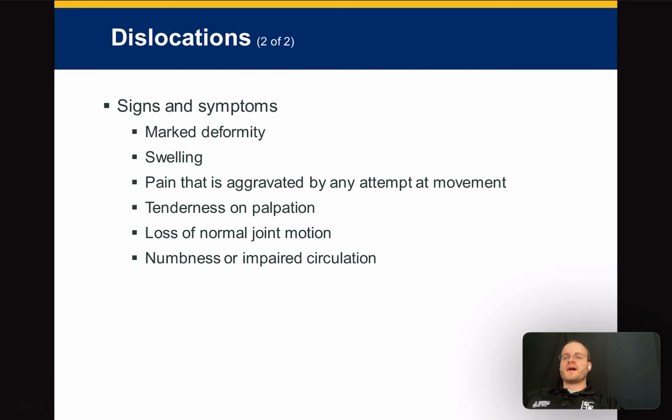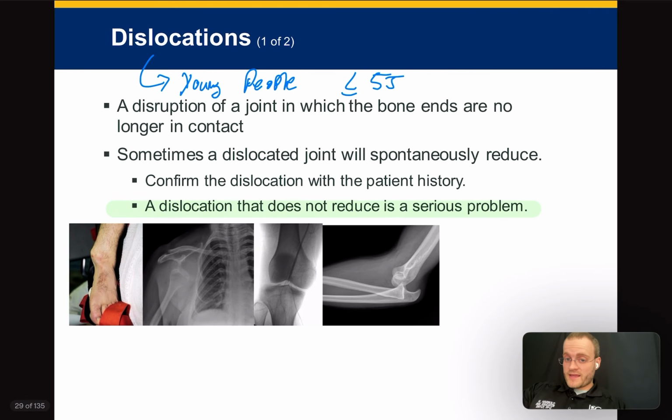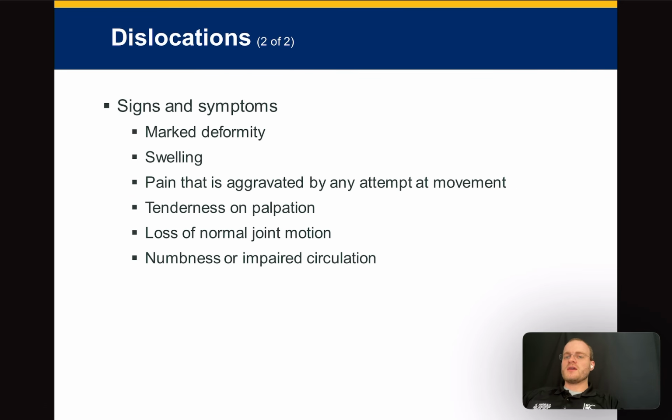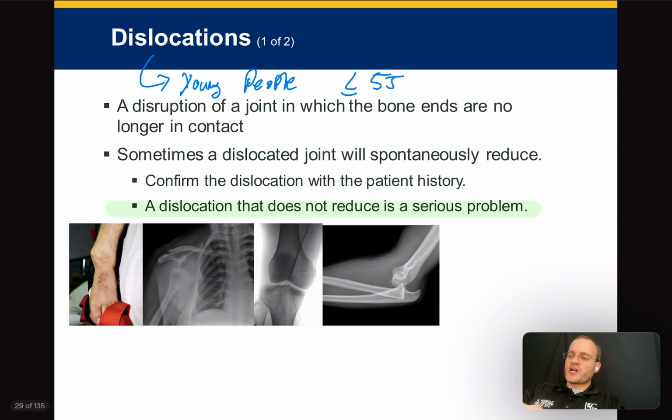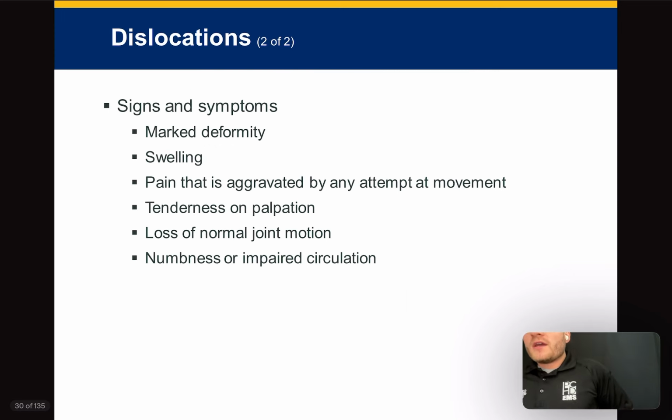And so the signs and symptoms of a dislocation are going to be deformity, like that. It's obviously deformed. Okay, swelling, pain that is aggravated with any attempt at movement. So basically, if you were to just barely try to move this, it's going to be so tight because those tendons and ligaments are being pulled so tight, it's going to cause extreme pain. Okay, they're not going to want to let you move that because it's going to hurt so bad. Okay, loss of normal joint motion, that's intuitive, and numbness or impaired circulation.